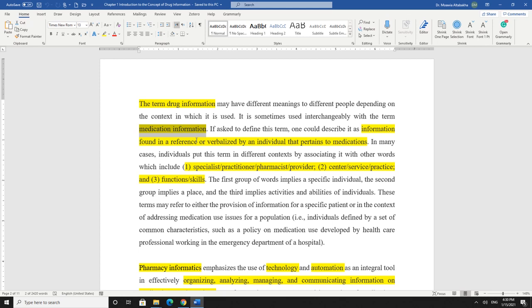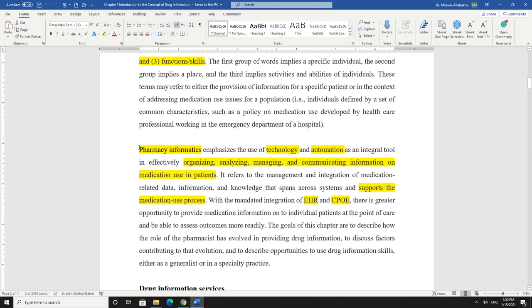And number three is the skills. Because if you put a pharmacist in a center without the skills or functions that this pharmacist is able to do, he will not be able to provide the information. And even without a center, no one might approach this person because he's not recognized. There is no place for this person. Okay, so these three things must be together when we talk about drug information.